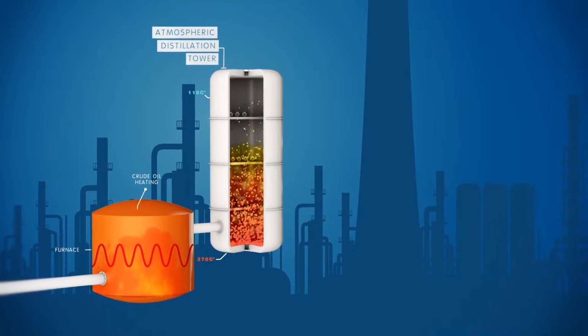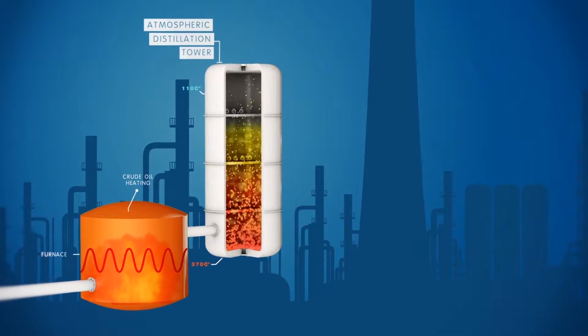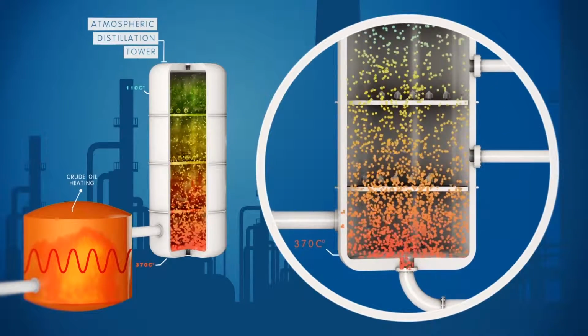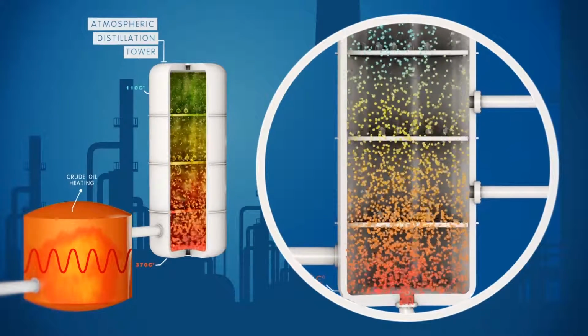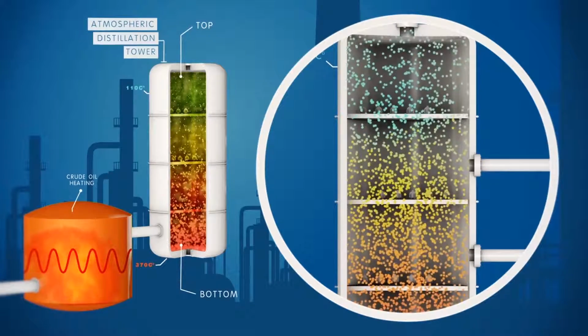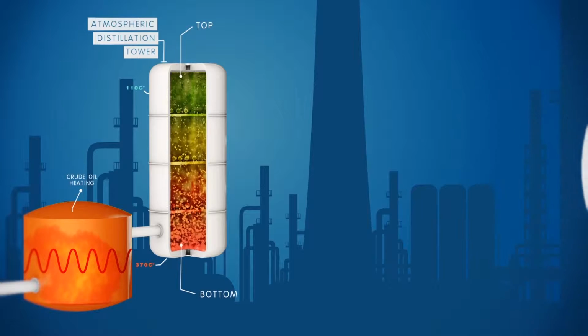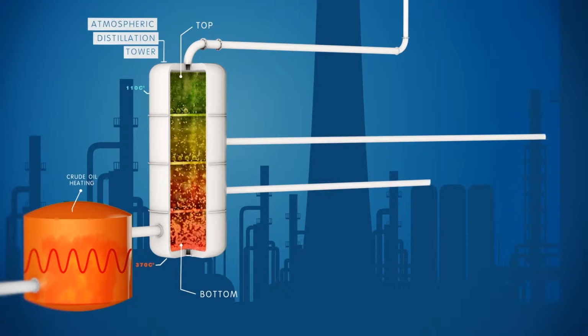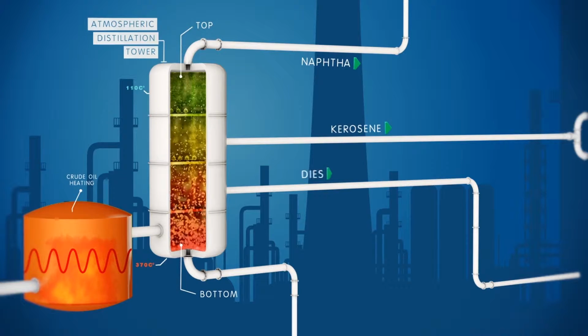The different components of the crude oil separate, depending on their boiling point under atmospheric pressure. The light components, or fractions, rise to the top of the tower, while the heavier ones drop to the bottom. The various fractions are fed to other facilities or units for further processing, in order to make products suitable for consumption, complying with the pertinent specifications.